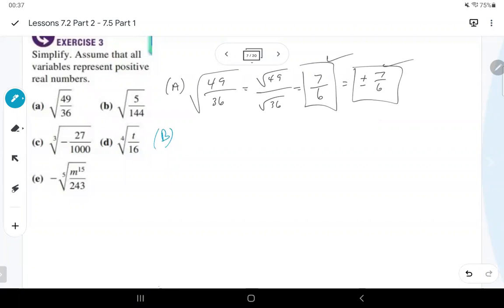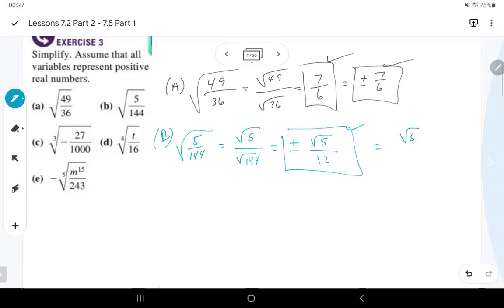For B, we have the square root of 5 over 144. Now, the square root of 5 does not exist as a whole number, but the square root of 144 does. So that gives us, technically, plus or minus the square root of 5 over 12. That's one option, or I would take the square root of 5 over 12. Either one. My preference is this one, but of course, it can be either.